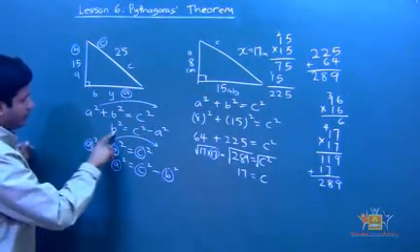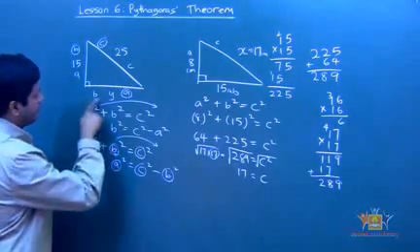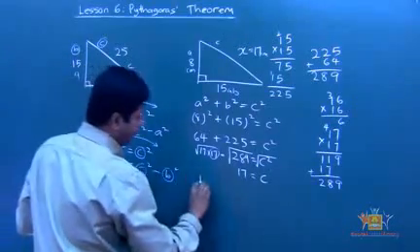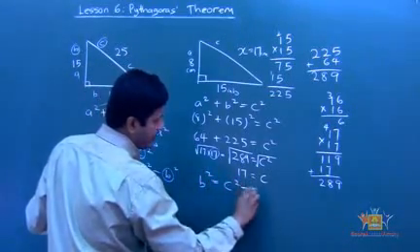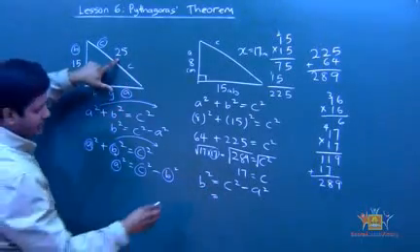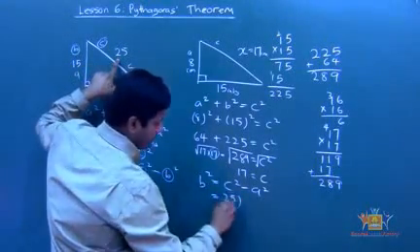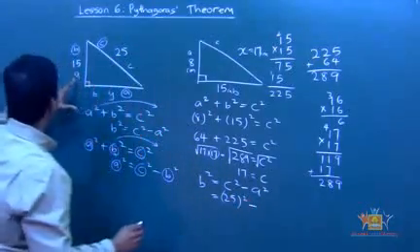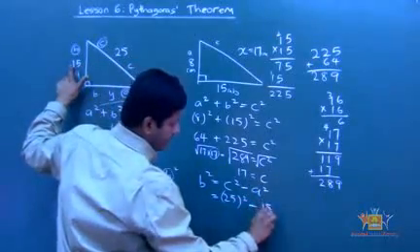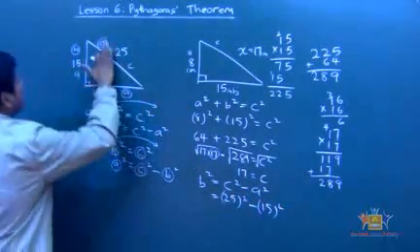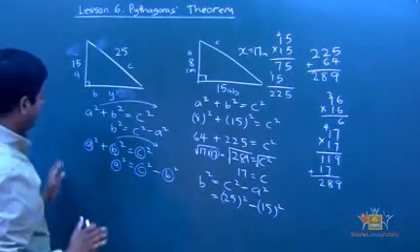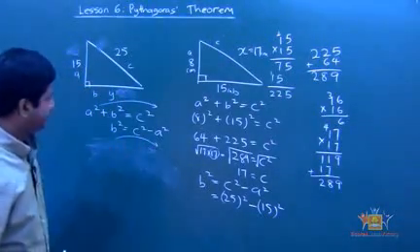Now let's go back to this one. We don't know what B is, but we know what C is. C is 25. So we can write down here, B squared equals C squared minus A squared. We know C is 25, so we're going to put 25 squared. And we know A is 15 in this case, so we're going to say 15 squared. I'm just going to erase this so it won't confuse you.